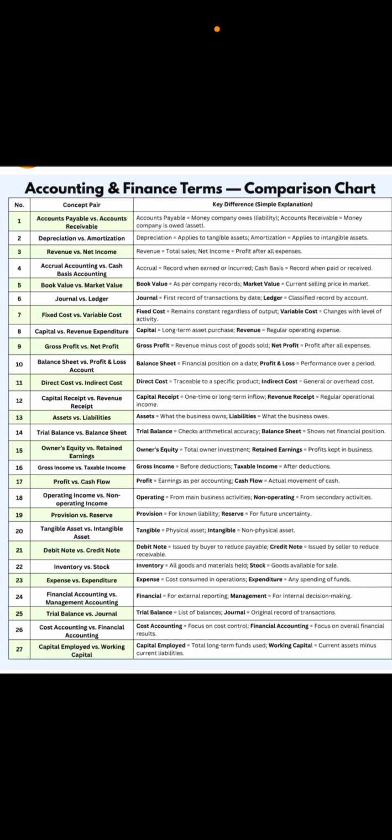Tangible assets versus intangible assets. Tangible assets are physical assets that can be touched and seen. Intangible assets are non-physical assets that cannot be touched or seen. Brand name, patent, copyright, goodwill come under this category.